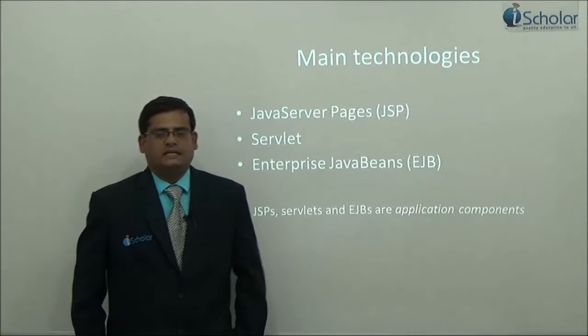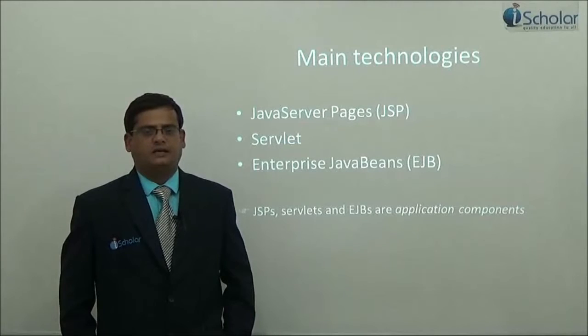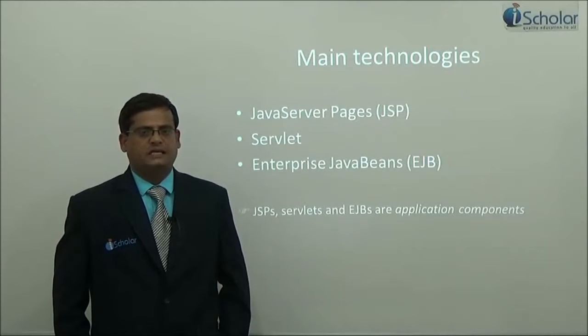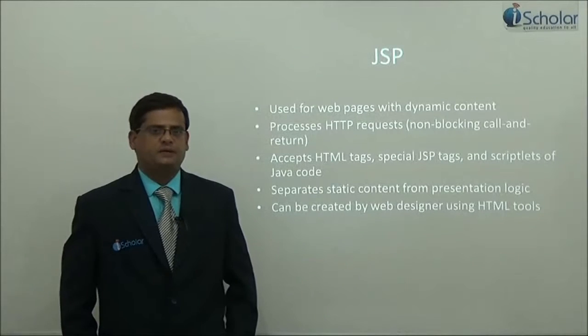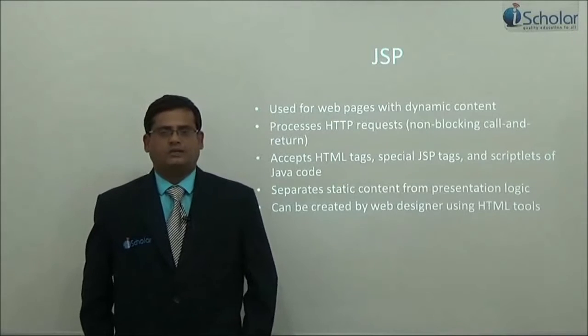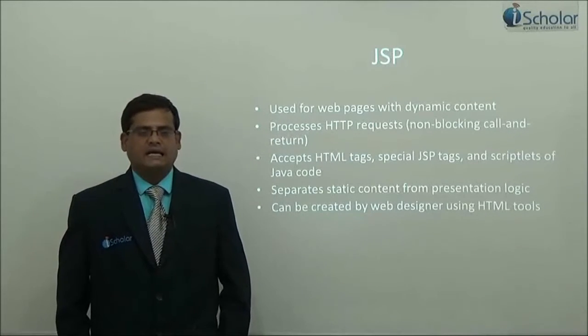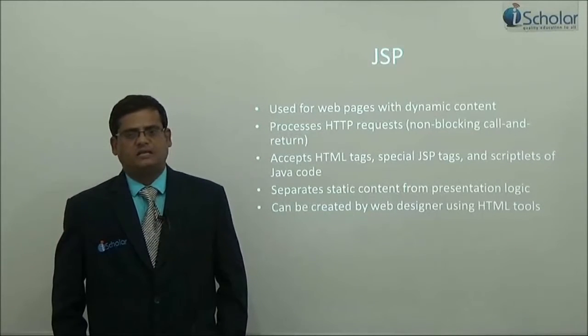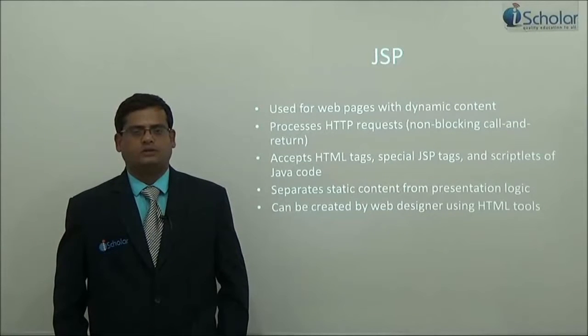The main technologies in J2EE are JSP, Servlet and EJB. Enterprise Java Bean, JSP, Servlet and EJB are application components. JSP is used for web pages with dynamic content, processes HTTP requests as a non-blocking call and returns HTML tags, special JSP tags and scriptlets of Java code.